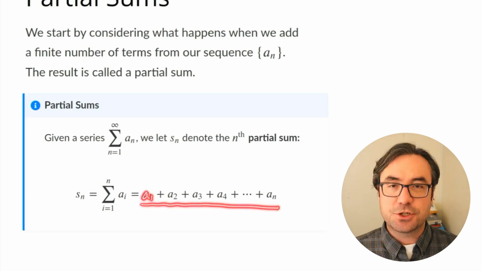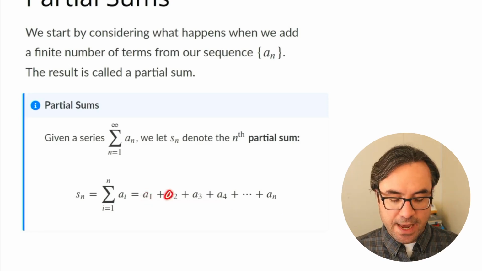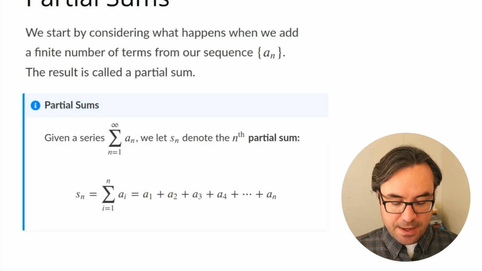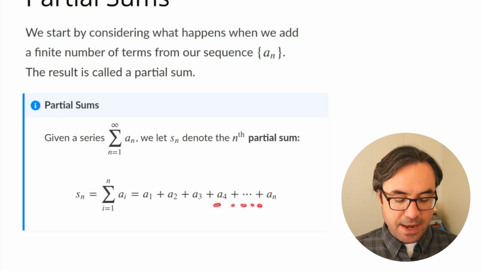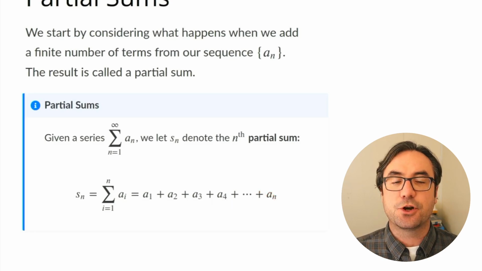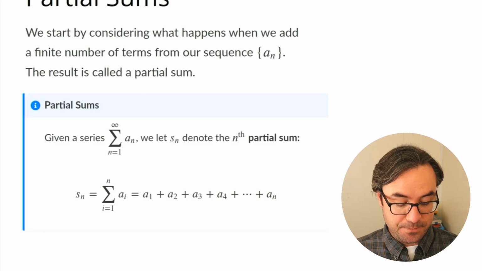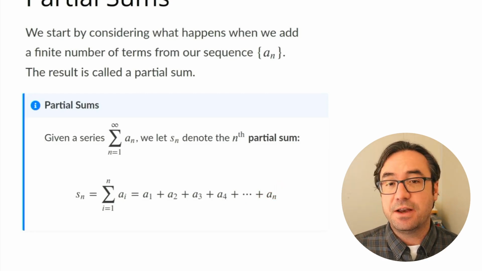So we take our first term of our sequence, A1, we add in our second term, A2, and then A3, we add that in as well, and we keep going. We keep adding terms in until we get to that nth term, and then we actually stop. So this is a finite sum.